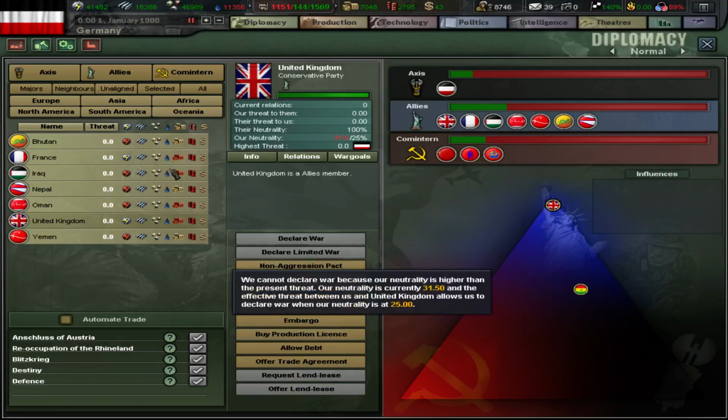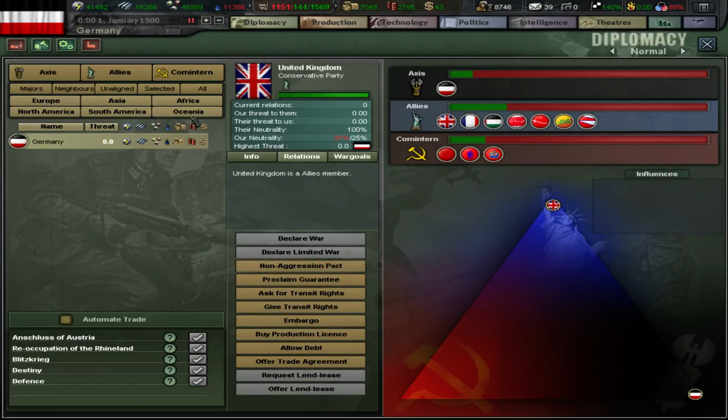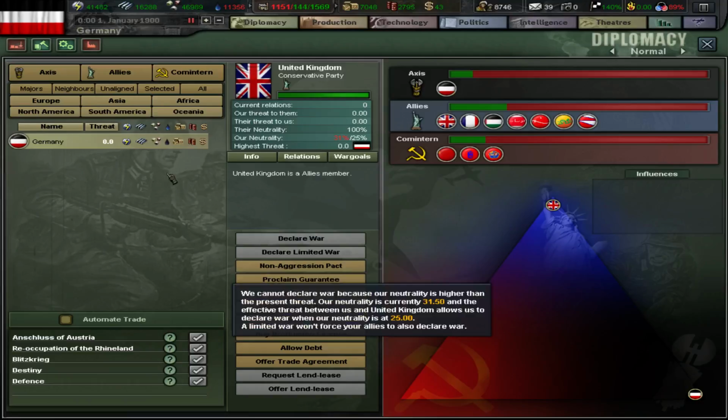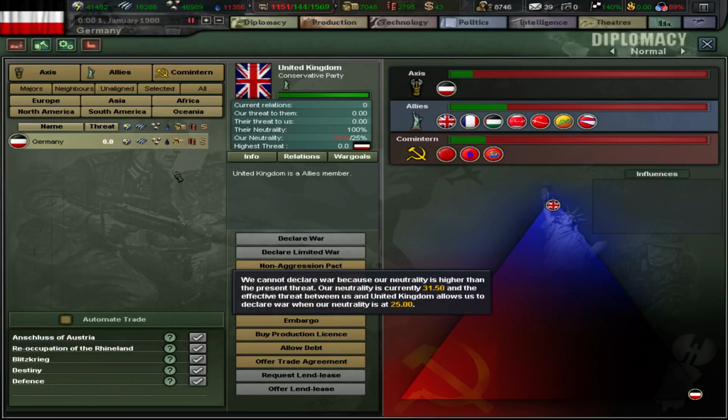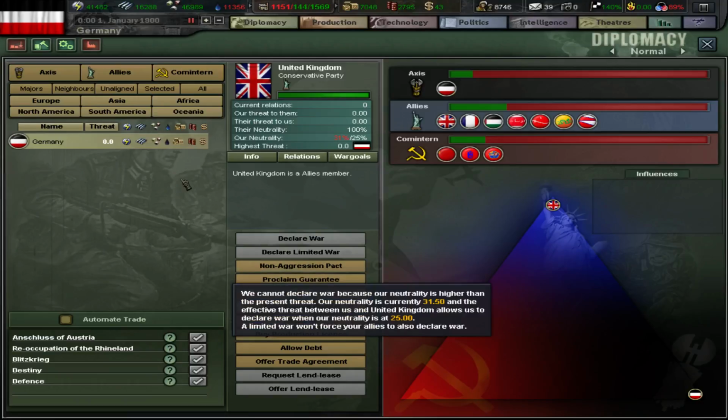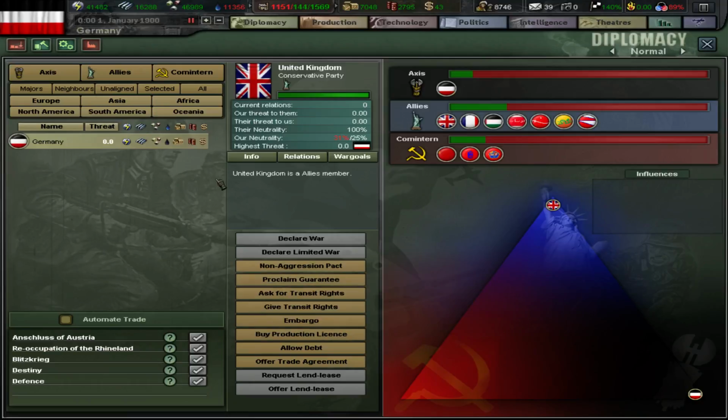We're close. We're at 25%. To change things like that, we'll get into that next, but what you can do is raise the threat level of a country, which decreases your neutrality. It's not hard to do. But then you can obviously declare war on a country. Declaring a limited war, well, we can ignore that. Basically, a limited war is you declaring war on a country, but not calling any of your allies.